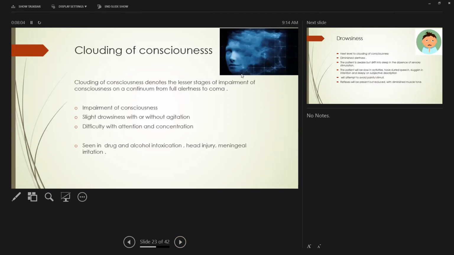Clouding of consciousness. It denotes a lesser stage of impairment of consciousness on a continuum from full alertness to coma. So there is impairment of consciousness, slight drowsiness with or without agitation, and difficulty with attention and concentration. However, alertness remains normal. It is seen in drug and alcohol intoxication, head injury, and meningeal irritation.